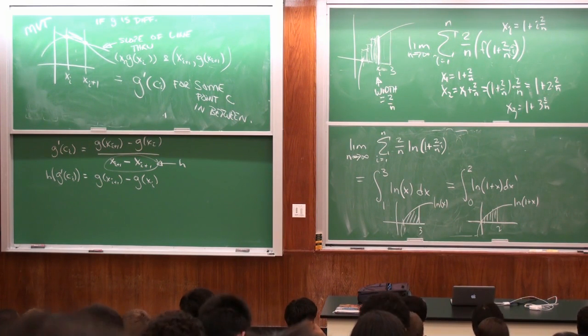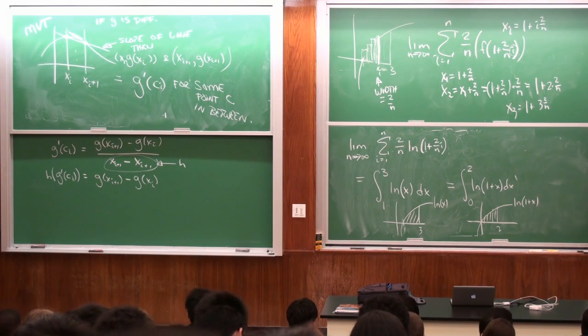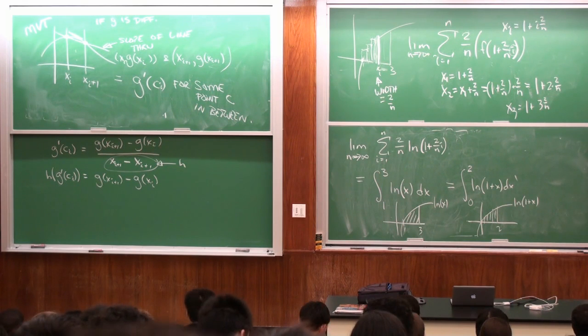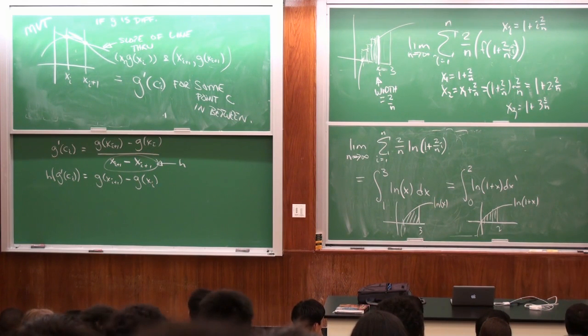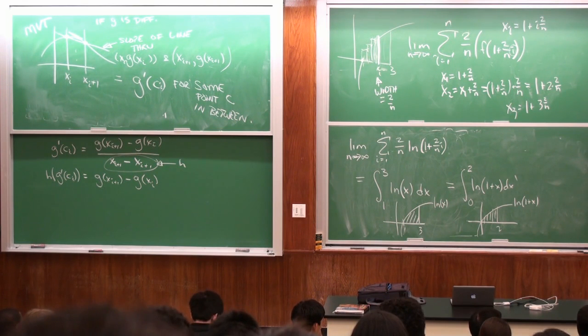And this one is g prime. Actually, I don't need to replace them again. Let me leave them over a. Sorry, I confuse myself. Anyway, notice that if I divide everything by h, I get a bunch of different slopes. Yeah, I think I made a mistake here, right? I can't do this one. That one's not good.